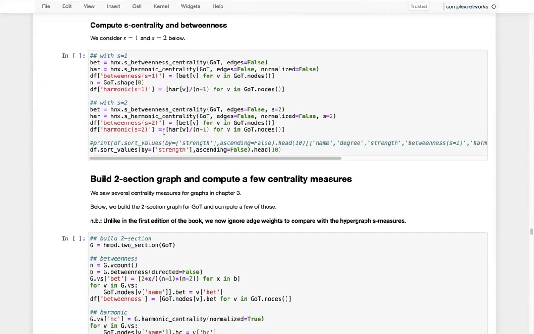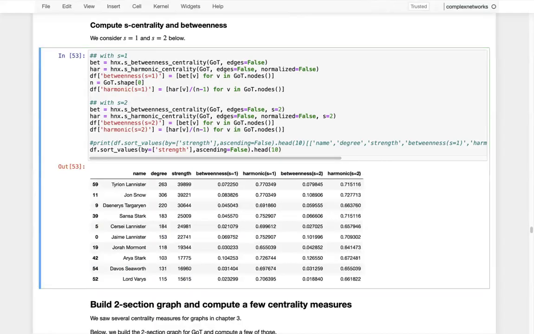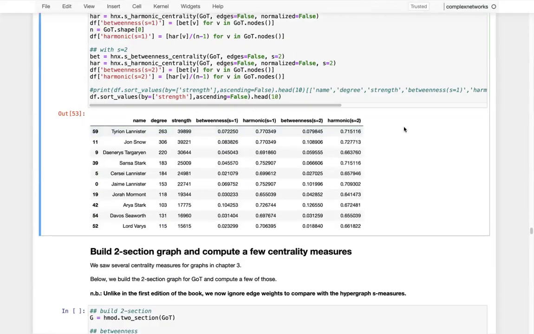So we saw different notions of centrality and betweenness. In this cell here, we're computing s-betweenness and s-harmonic centrality for s equal 1 and s equal 2, and adding that to our data frame. You can see in this case the values are of course different for s equal 1 and 2, but they're not drastically different because there is some overlap between the edges. So the paths are not going to be so drastically different between s equal 1 and s equal 2.